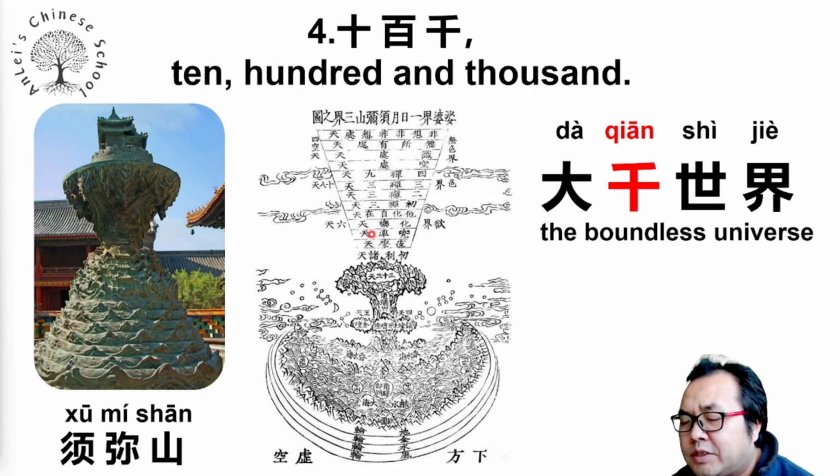1,000 small worlds make a small thousand world. 1,000 small thousand worlds make a middle thousand world. 1,000 middle thousand worlds make one big thousand world. It's like a tongue twister. This is the terminology of Buddhism.